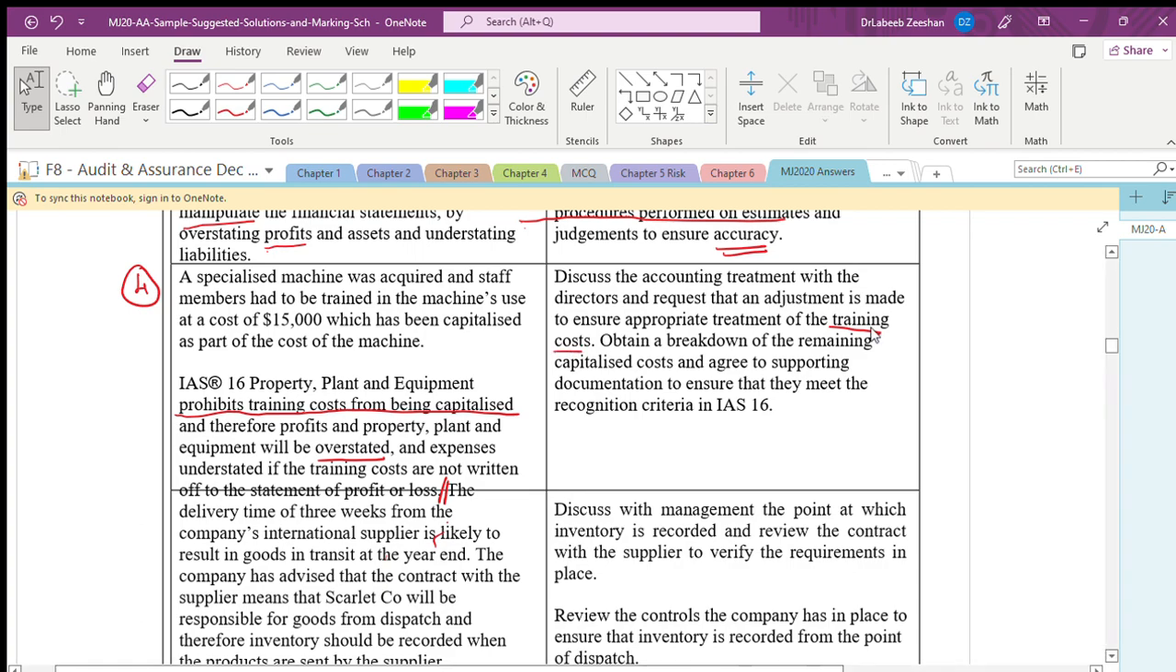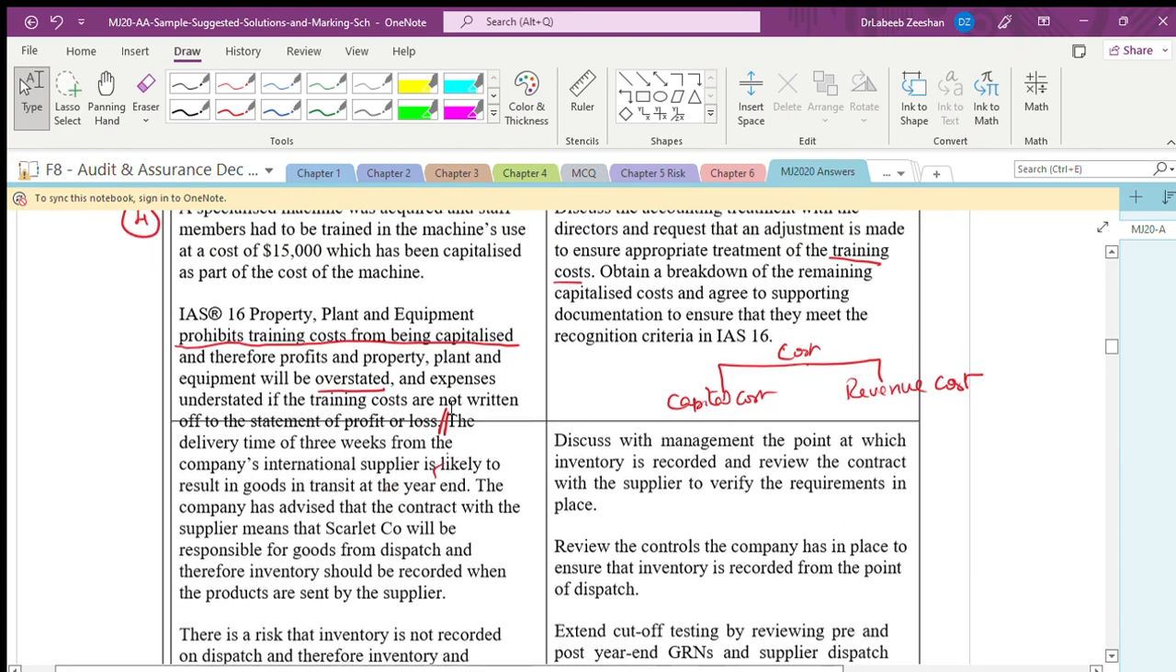You have to obtain the breakdown of the cost. You have to segregate: what is the capital cost, and what is the revenue cost? Next. This is point number 4.